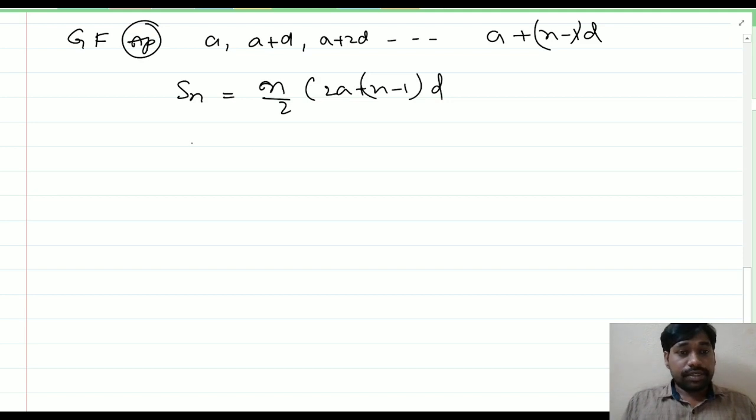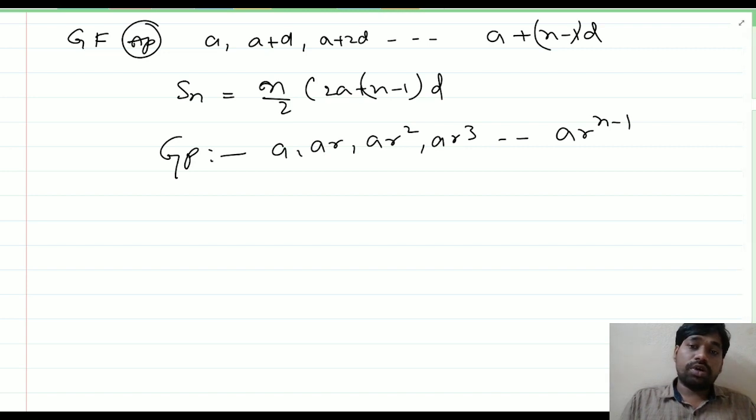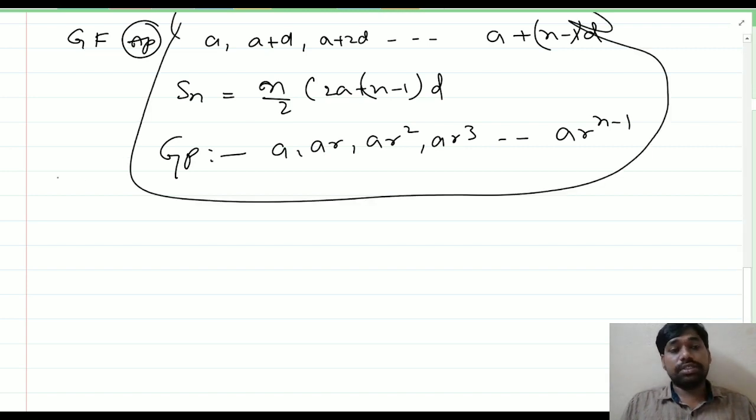And if you come to the GP, it is a, ar, ar square, ar cube and so on, ar^(n-1). So if you have command over these formulas, then you can rock the total lesson.